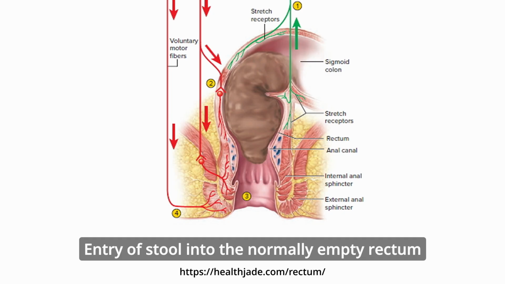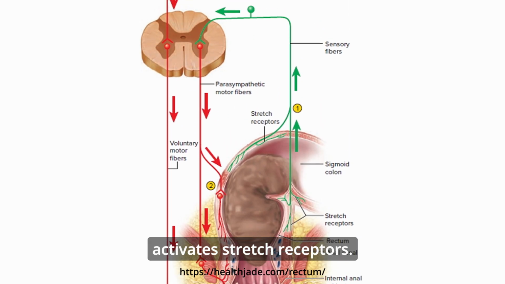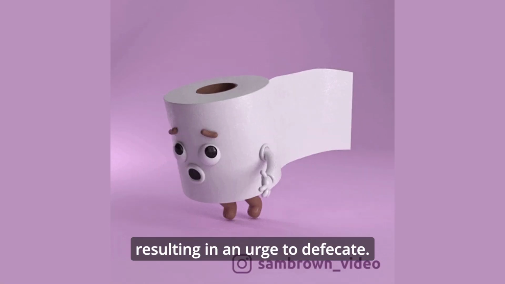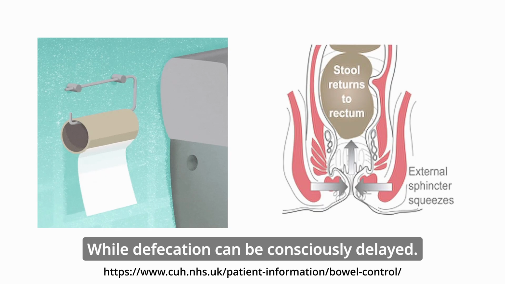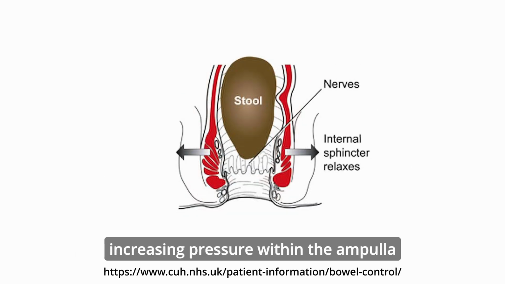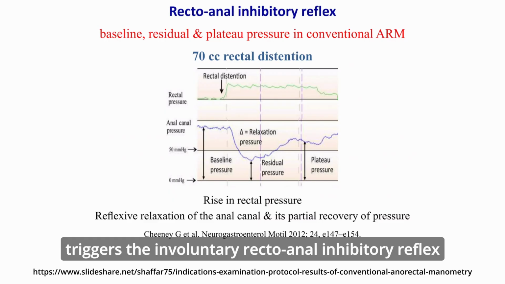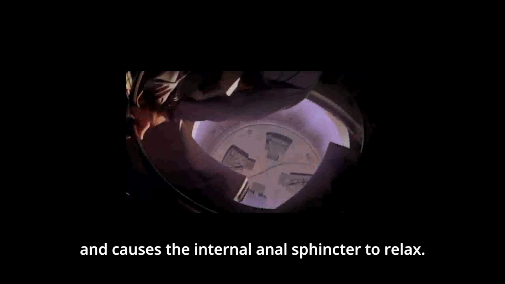Entry of stool into the normally empty rectum activates stretch receptors. The signal is propagated to the central nervous system, resulting in an urge to defecate. While defecation can be consciously delayed, increasing pressure within the ampulla triggers the involuntary rectoanal inhibitory reflex and causes the internal anal sphincter to relax.